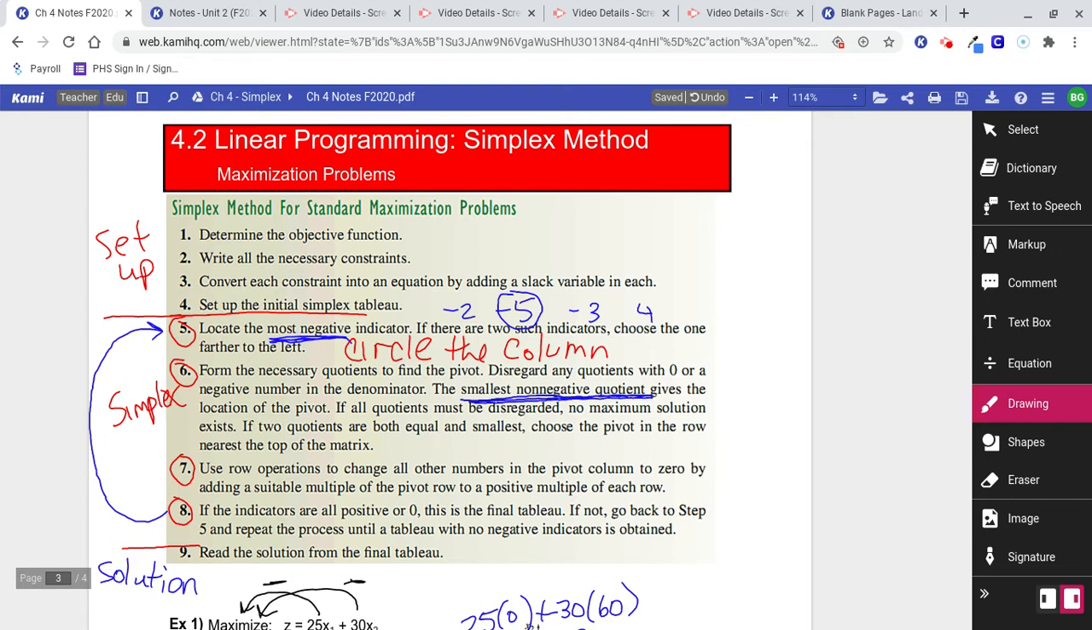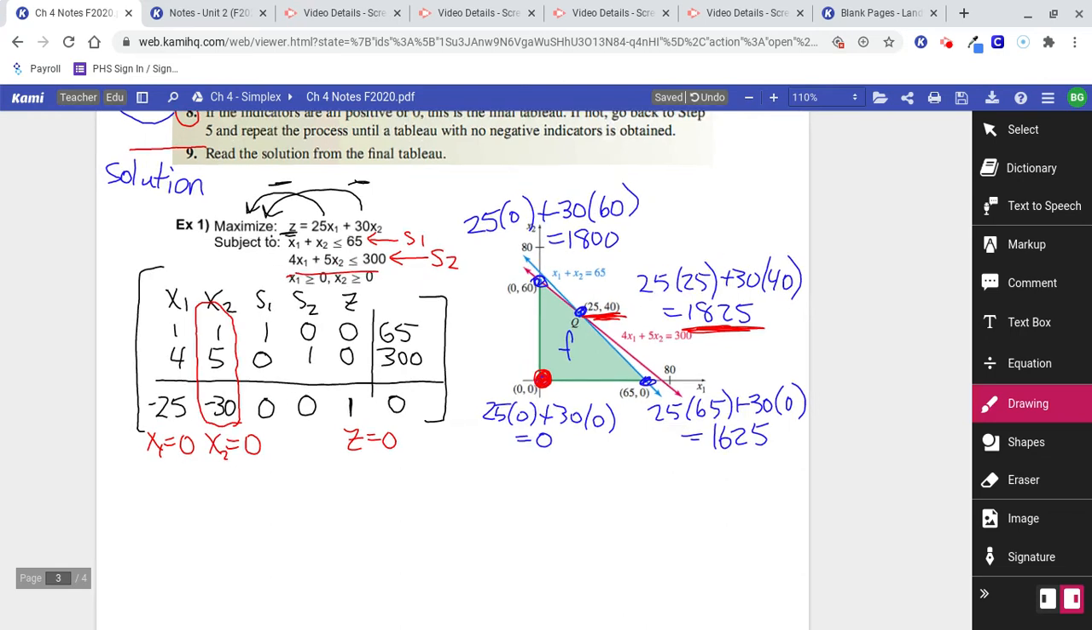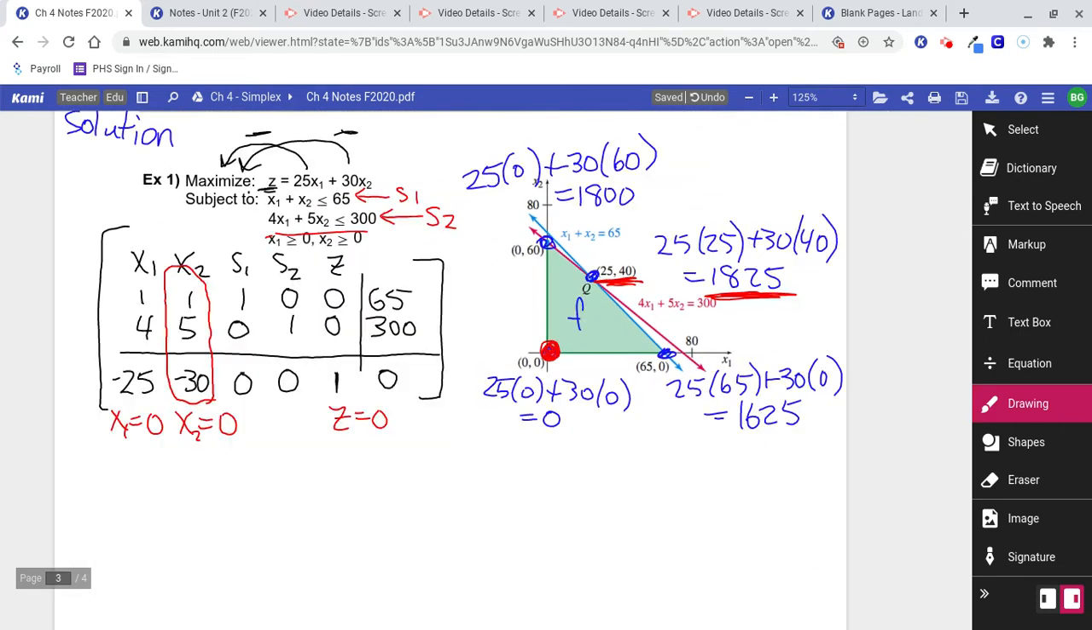And then step 6 says smallest non-negative quotient. I want you to circle the row. That's how we're going to find the pivot element. Circle the column, circle the row. So where are we at here? Okay. So the most negative is negative 30. Negative 30 is more negative than negative 25.